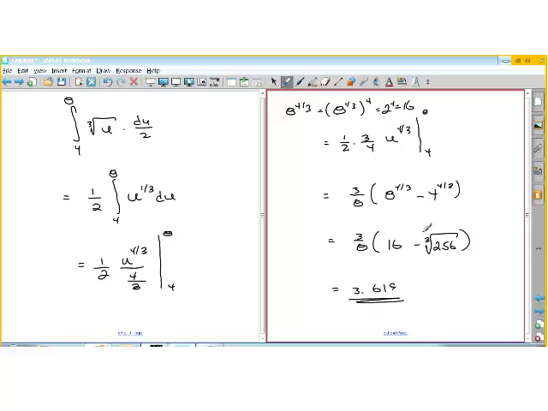3.619. That's the area. Probably could have just done it from this one. Just take 3 divided by 8, multiplied by the quantity 8 raised to the 4/3 power minus 4 raised to the 4/3 power, and I get 3.619. This is problem number 79.